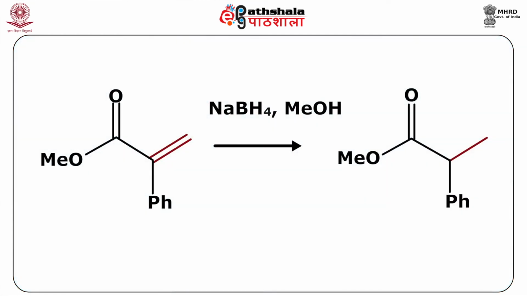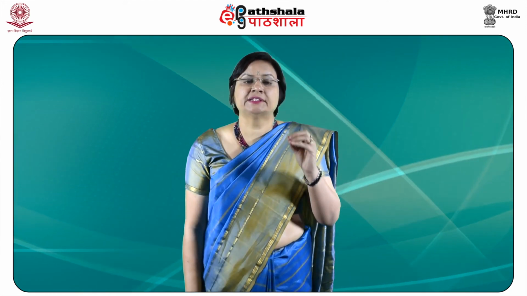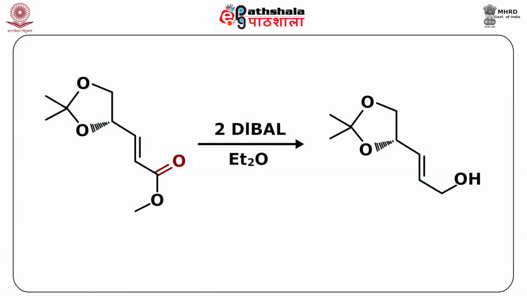For example, you can look at this particular case where the reduction with sodium borohydride is giving you this particular product. But when lithium aluminium hydride is used as the source of hydride, the esters get reduced to alcohols. The reduction of an alpha beta unsaturated ester with DIBAL in polar solvents, for example, will result in the formation of allylic alcohol. If you consider this particular case, this unsaturated ester goes into the corresponding allyl alcohol.